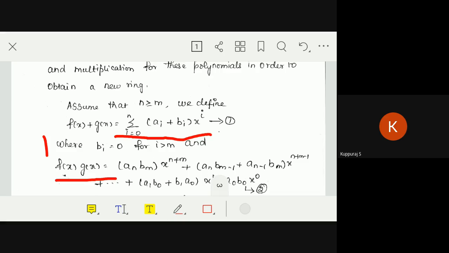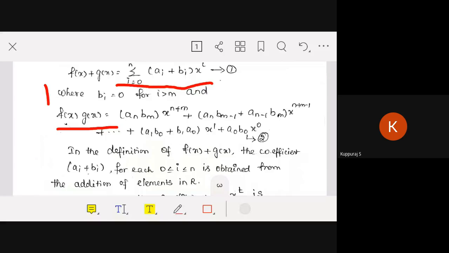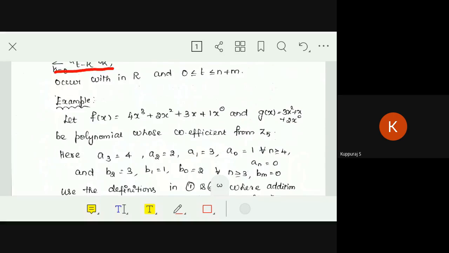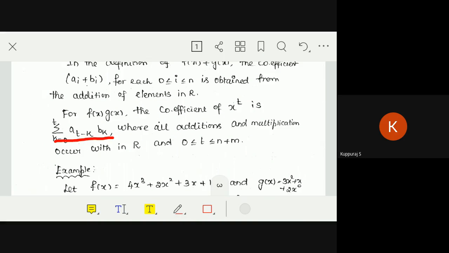Also in f of x plus g of x, if you add those two, you need to take the highest degree. If n is greater, then you take n, so the summation varies up to n. Suppose the degree of g of x is higher, that is m is the greater value, then you choose the summation i equal to 0 to m. So in this summation we need to take the highest power, either n or m. For the product, we can use this formula for finding the product of two polynomials.